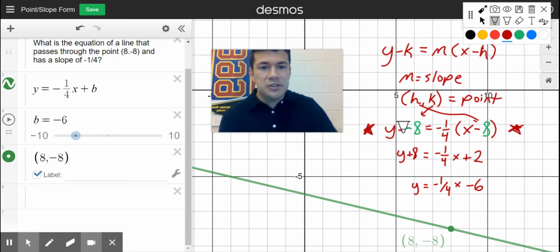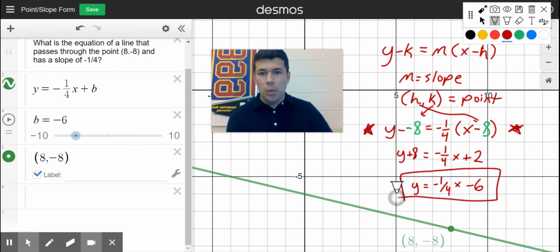If I clean that up, this left side is going to say y plus 8, and the right side, when I distribute my fraction, is going to say -1/4 x plus 2, because -1/4 times -8 is +2. Now, to solve for y, all I have to do is subtract 8. When I subtract 8, 2 minus 8 is -6, and would you believe that? y = -1/4 x minus 6. That's our slope intercept form.